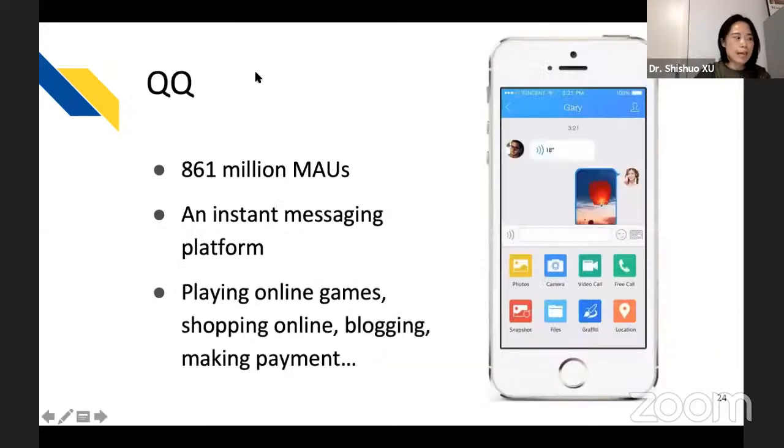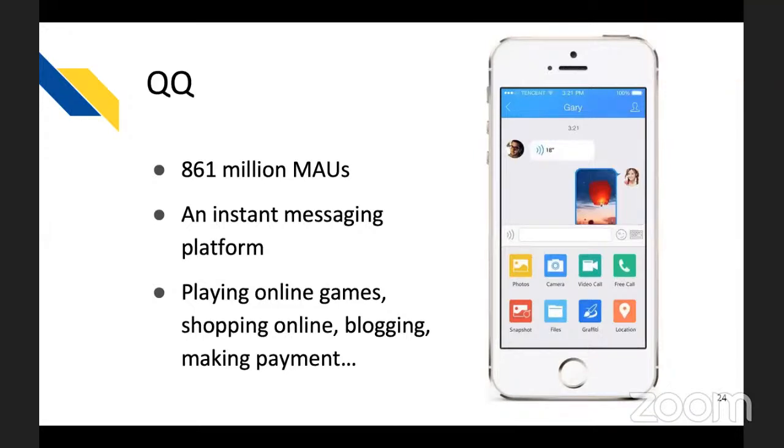Similar to WeChat, QQ was the top social media platform in China before WeChat. So it's very popular, and it can be used in around 80 countries all over the world, in different languages. Besides messaging or calling, it also allows users to play online games, shop online, or make payments.